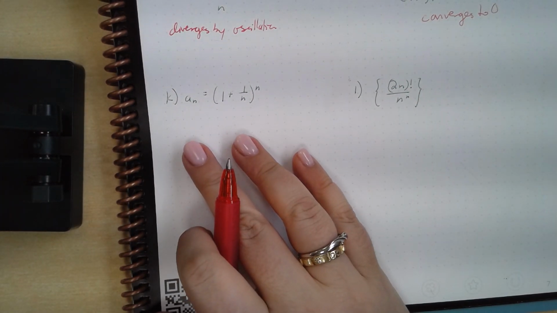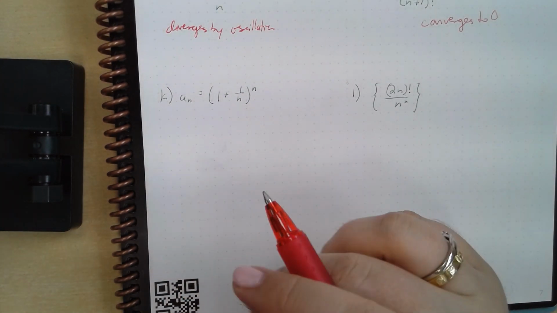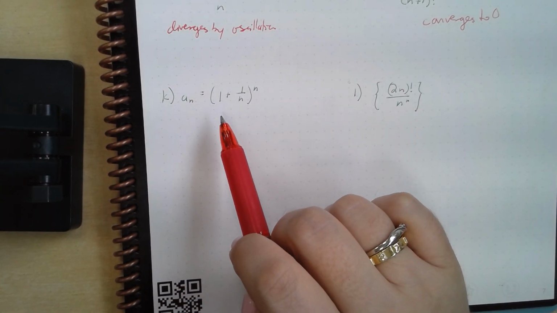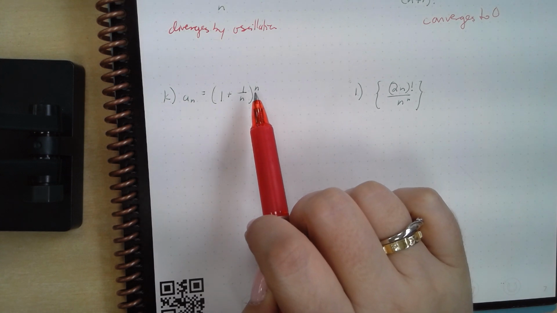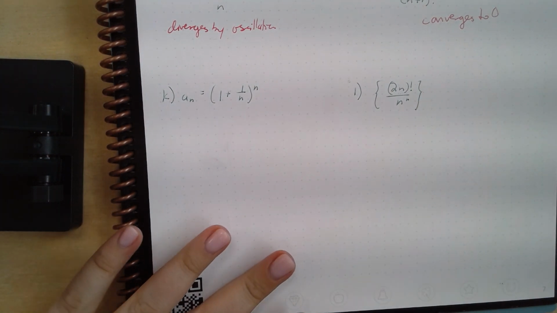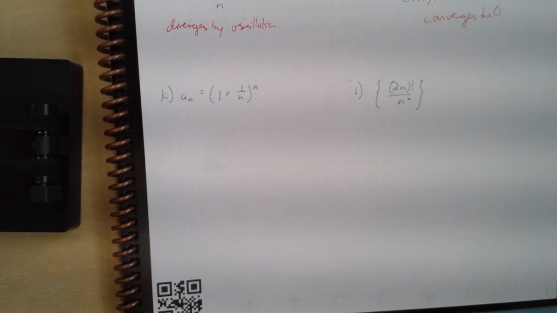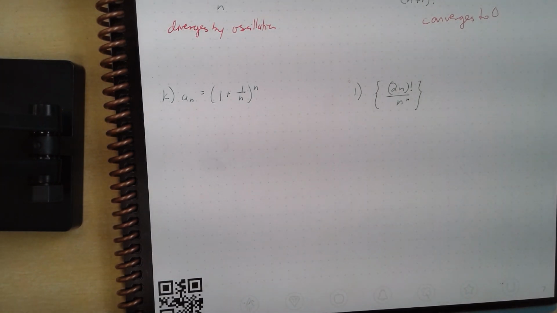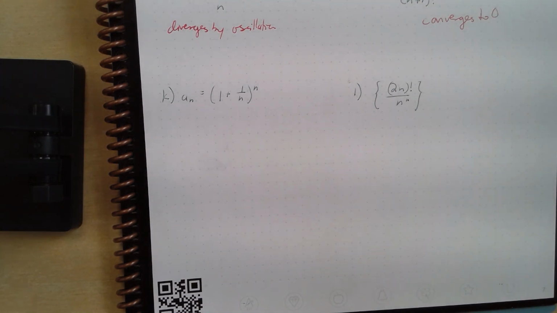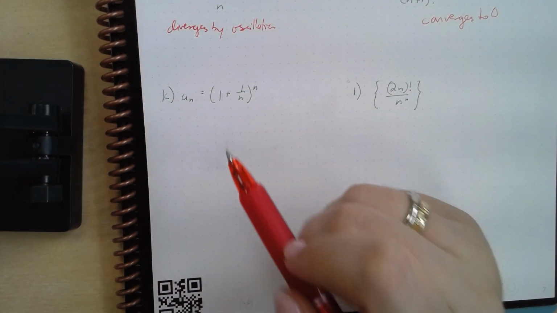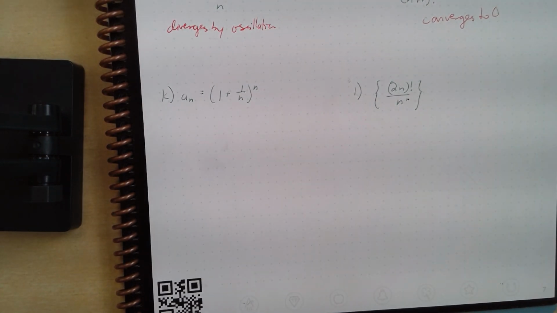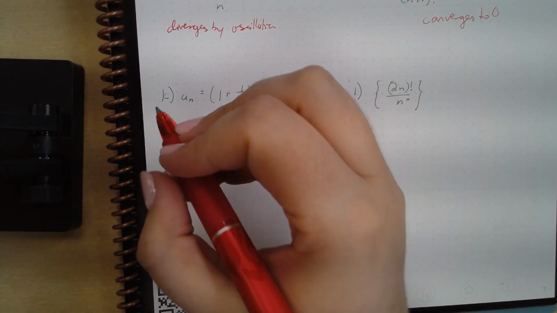K, this one's a little bit complicated, but let's do it here. We have a sub n equals 1 plus 1 over n to the n. That is going to be, what's the word? Let me pause. Indeterminate. I figured out the word. This is an indeterminate form. And you might remember back when we were talking about L'Hopital's rule, I think it was like 2 chapters ago, talking about indeterminate forms.